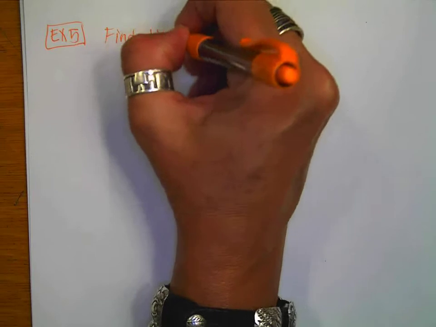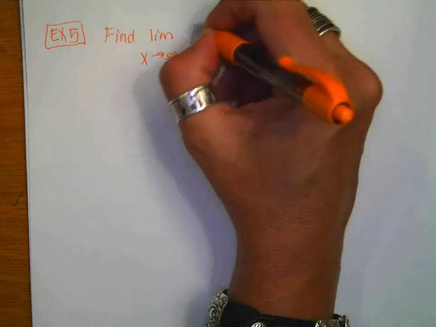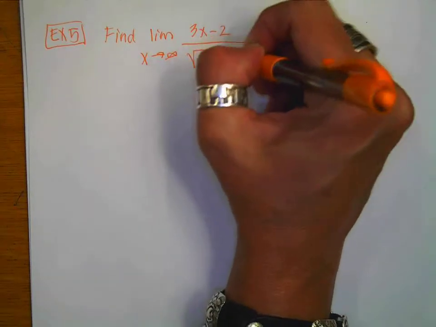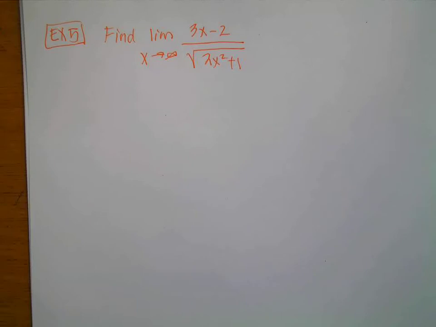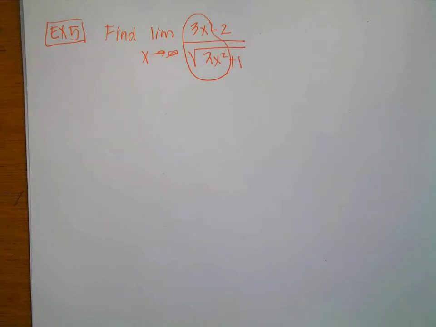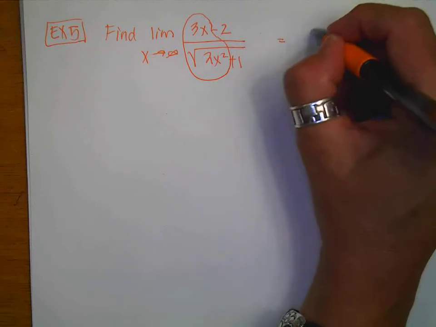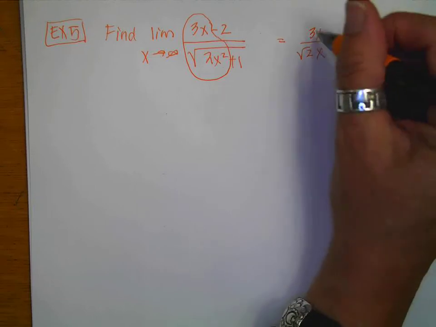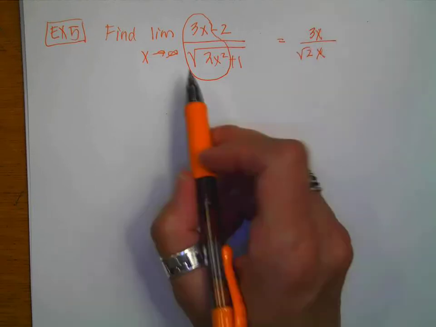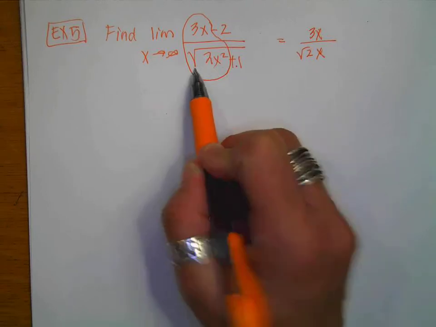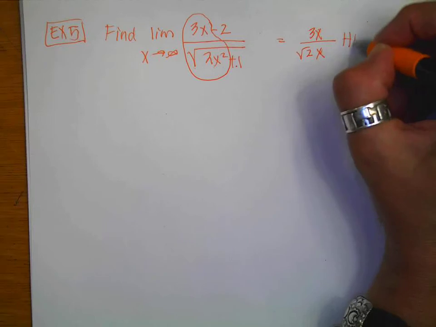All right, so example number 5 says find the limit as x approaches infinity of (3x minus 2) over the square root of (2x squared plus 1). Now, I have no idea what that graph looks like, but we're still primarily interested in the leading coefficients of the leading variables. So this would be basically like 3x divided by the square root of 2x. Notice that the degree is the same, top and bottom, because I took the square root of the first term. Nobody cares about that little guy, right? Not for right now.